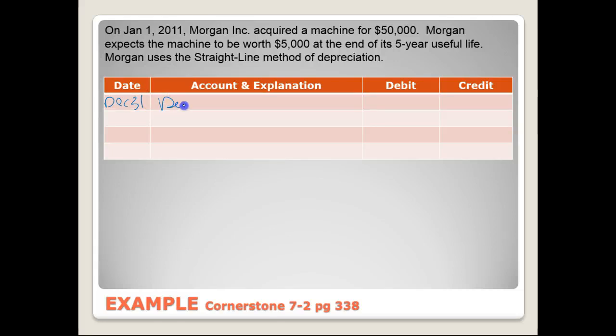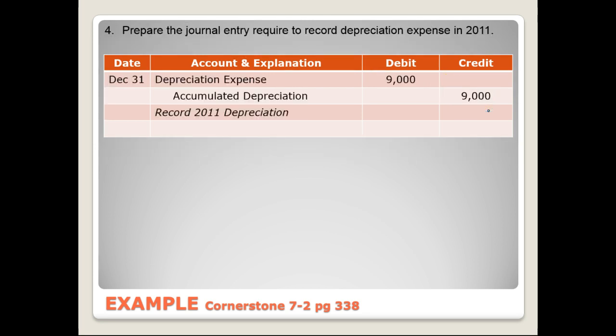Well, depreciation expense is an expense account, so we would make a debit entry to depreciation expense for $9,000 and a credit entry to which account? Do you remember? Right, accumulated depreciation, which is the contra asset account, so there would be a $9,000 credit to that account, showing us the depreciation expense for 2011.